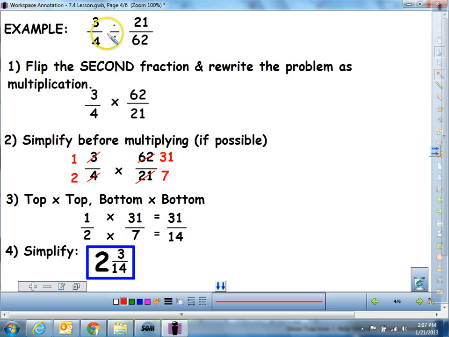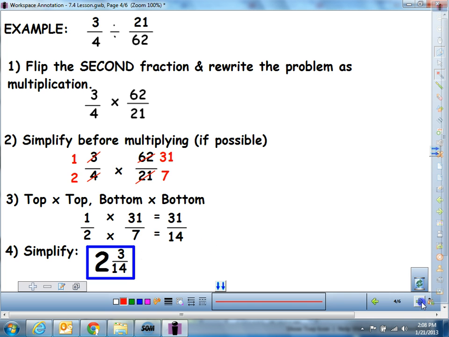So here's my problem. Even though we're calling it dividing, we flip it so that it's multiplying all the time. So we're back to where we were comfortable before. Simplify before we multiply. 3 and 21 can both be divided by 3, so I replace this with a 1. I replace this with a 7. Here 62 and 4 are both even, so I'm going to divide them by 2, and I get a 2 and a 31. So now I multiply top times top to get 1 times 31 is 31. Bottom times bottom to get 2 times 7 is 14. 14 can fit into 31 twice, and I'm left with 3 left over. That is how we divide.